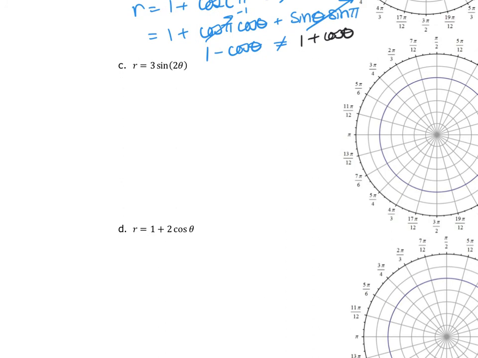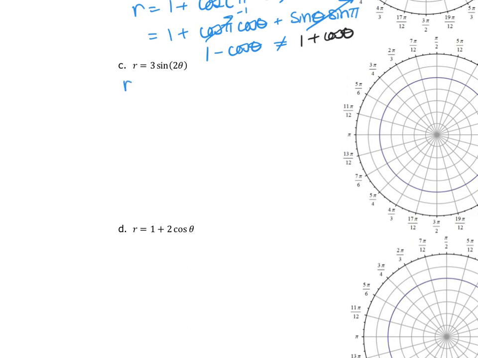We take a look at this. Because it's sine, if we put in a negative theta, then it's just going to give me 3 times the sine of negative 2 theta, which is still just negative 3 sine 2 theta. So I'm not going to check that one. I already know it's not going to work. So let's check with the pole.